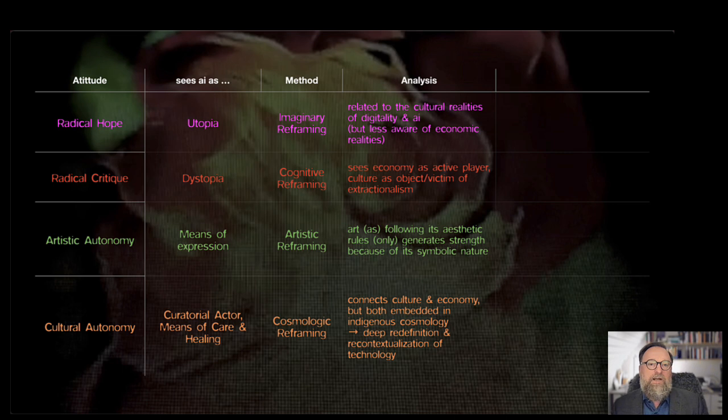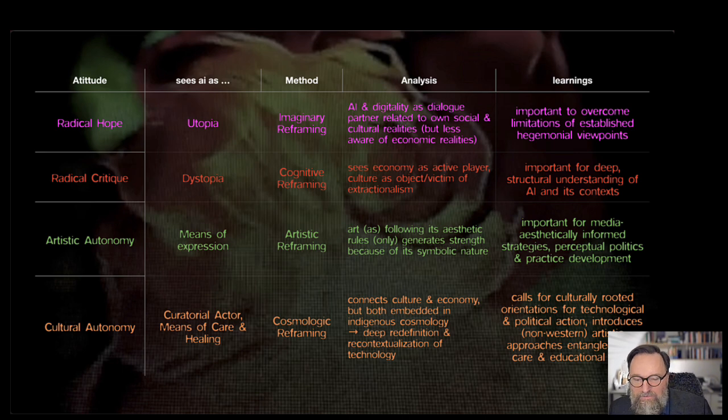art. And then we had cultural autonomy, where AI is seen as a curatorial actor, a means of care and a means of healing. And this is a cosmologic reframing, and it connects culture and economy, but both embedded in indigenous cosmology, not economy in the Western sense, but an embedded economy. And that leads to what I would call a deep redefinition and recontextualization of technology that's most interesting.